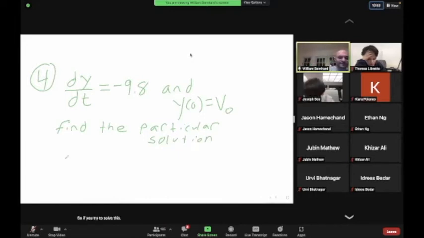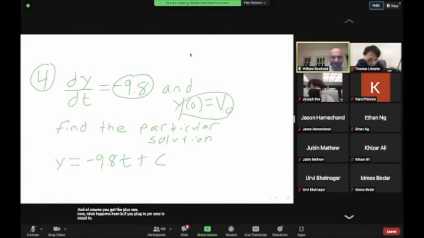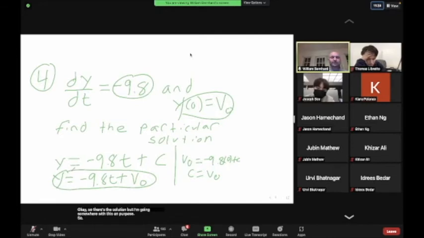So if you try to solve this, it's pretty easy, because this is a constant. So the antiderivative is the constant, negative 9.8 t, and of course you get the plus c. Now, what happens here is if you plug in y of 0 is equal to v naught, you wind up getting v sub 0 is equal to negative 9.8 times 0 plus c, giving us, of course, c is equal to v naught. So y is equal to negative 9.8 t plus v sub 0. Okay, so there's the solution, but I'm going somewhere with this on purpose. So just take that for a solution, and then I'm going to do something in number 5 with the answer on purpose.